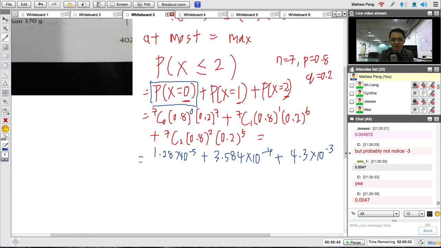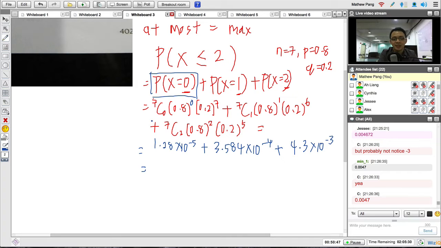And then I'm trying to plus everything here. Yeah, this number is just too small. 1.28 times 10 power of negative 5, and then I plus 3.584 times 10 power of negative 4. Yep, the answer will be 0.00467, I would say.